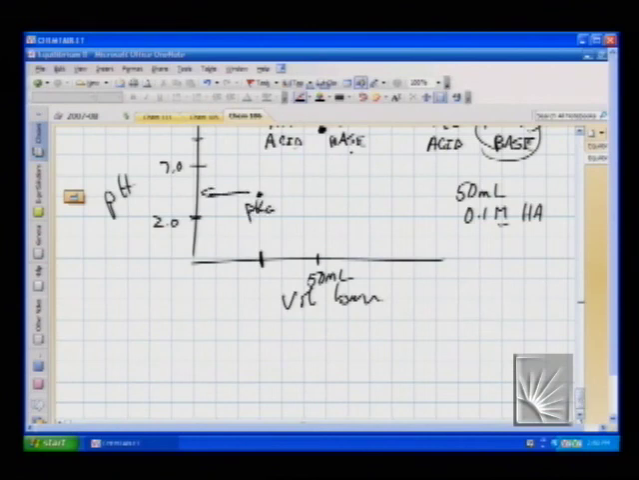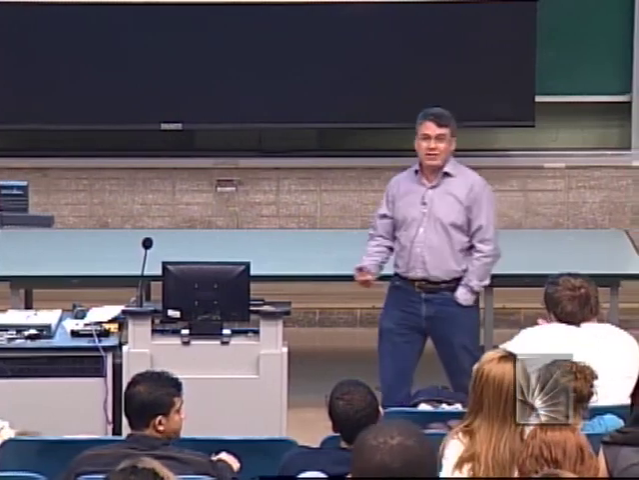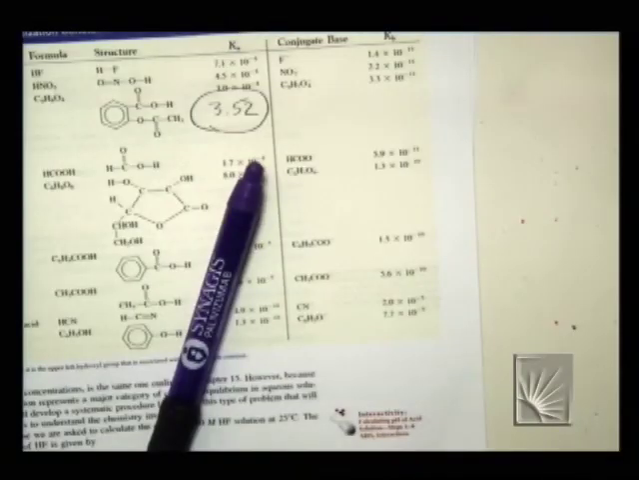So that whole experiment is for you to figure out the pKa. I think it's of acetylsalicylic acid, which you all now know is 3.52.